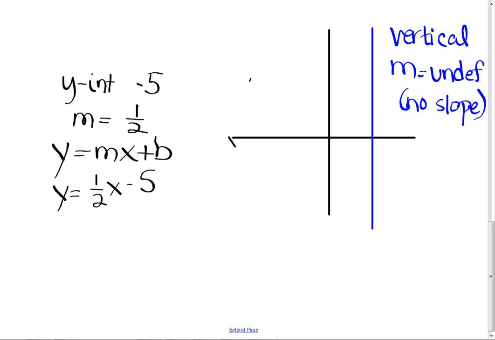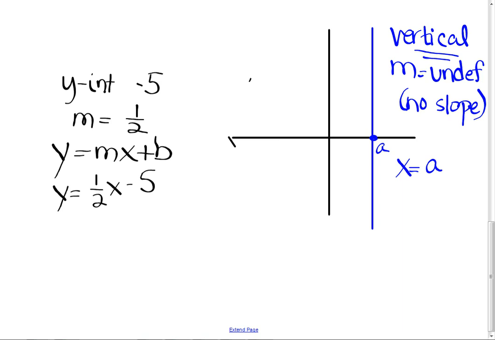So you can't have a y in the equation. Instead, it's going to look like what? Does anybody know? What's the same every place on this line? Which coordinate? The x or the y? X. We'll call that a. So x equals a. That's for vertical lines.